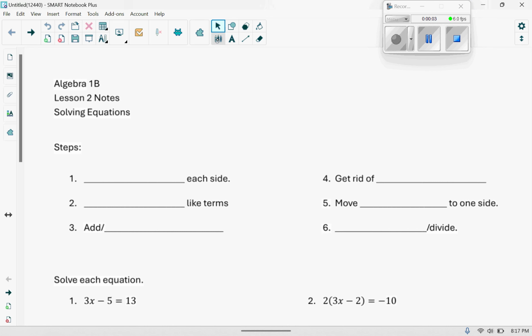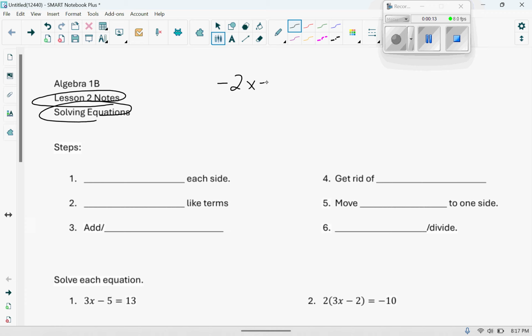Hey guys, welcome to lesson 2 where we're going to talk about solving equations. So if I have an equation like, let's say, negative 2x plus 1 is equal to 17. Okay, so the first thing that I'm going to do is simplify each side. So if you can simplify anything on this side or this side, we're going to start there.